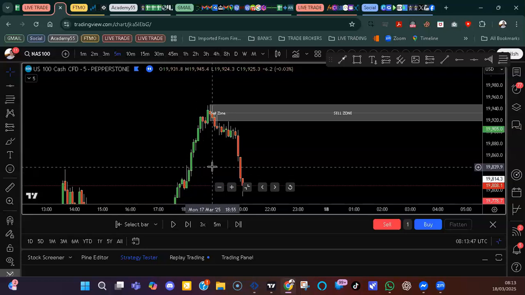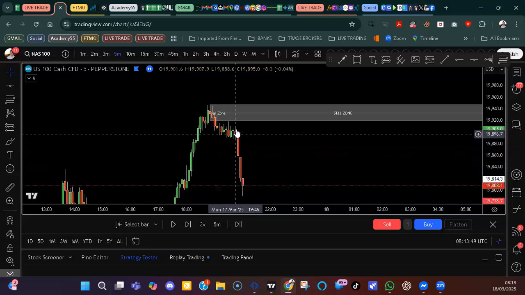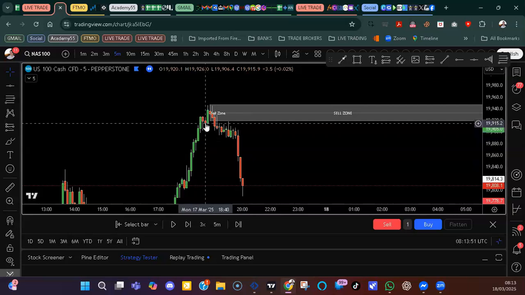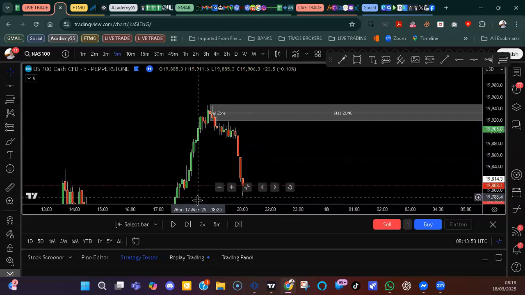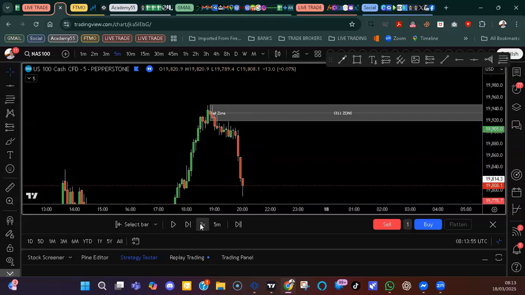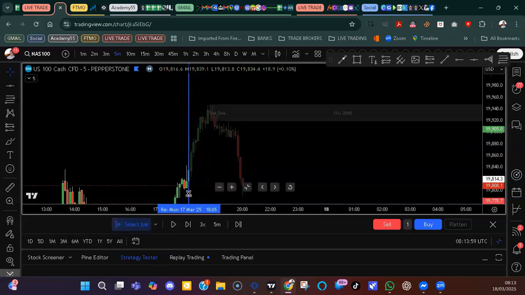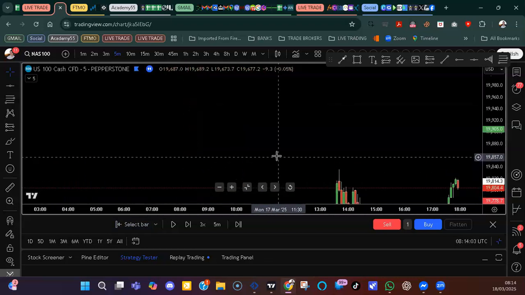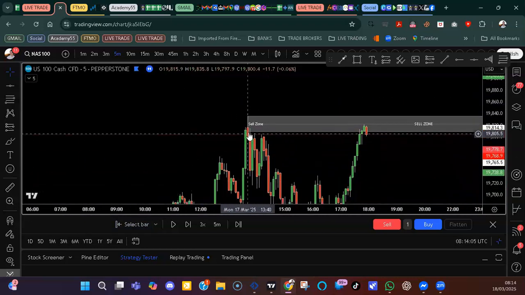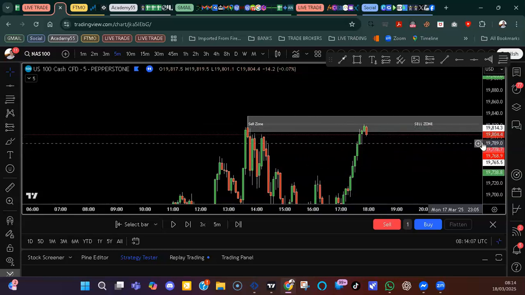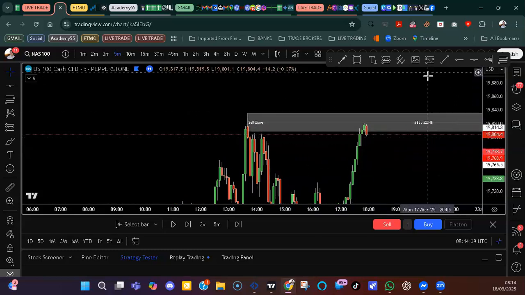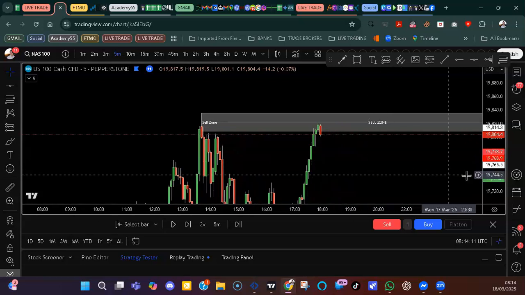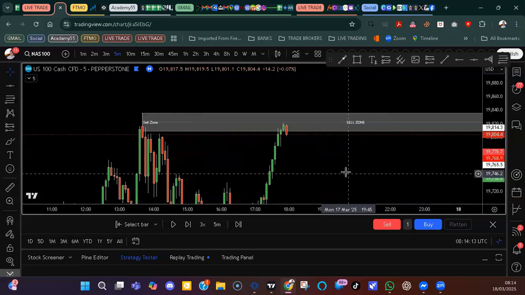And as we can see, price went into a sell zone. In actual fact, what I'll do is move it to 6 o'clock because it becomes a lot clearer. There's a definite sell zone because the sell zone did move up, but we're in sell zone territory at 6 o'clock.